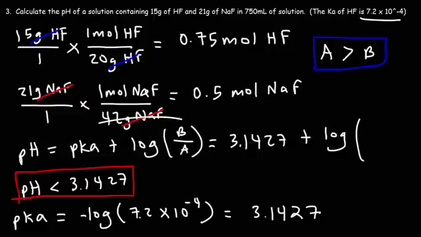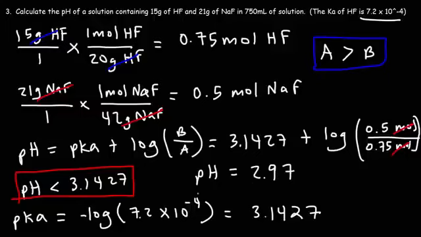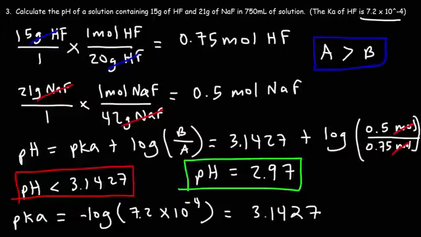So now let's go ahead and continue with this equation. So the base is 0.5 moles. The acid is 0.75 moles. So let's plug this in. 3.1427 plus log 0.5 over 0.75. This is going to be approximately 2.97, which is less than 3.14. So that's the pH of the solution. So anytime you have more of the acid component than the base component, the pH will be less than the pKa.